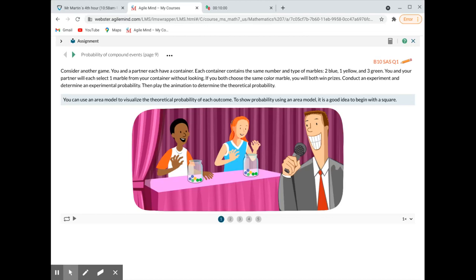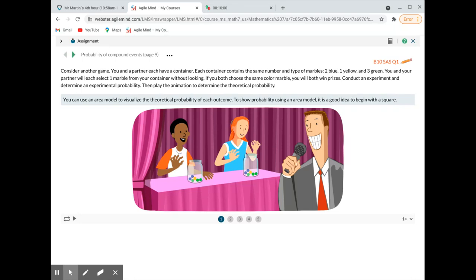Today, we are in topic 9, block 10 of probability. We are developing a probability model today and using the model to find probabilities. We're going to represent sample spaces for events, make predictions based on results from experiments or theoretical probabilities, and we're going to find the probability of compound events.